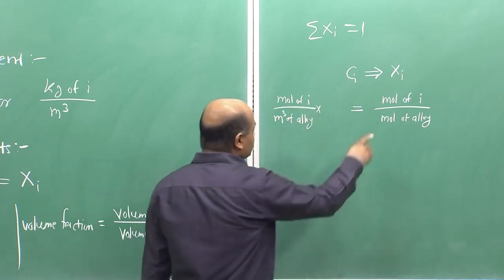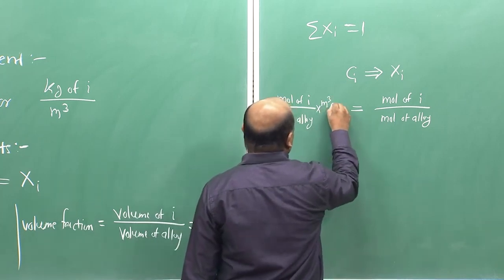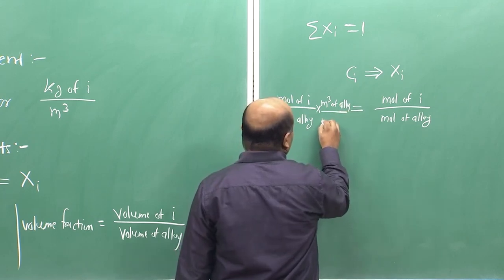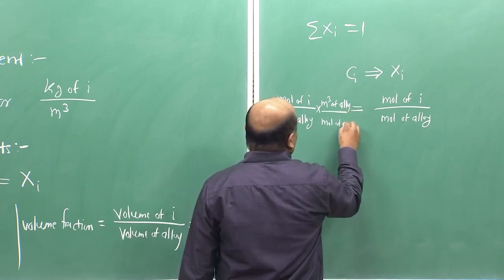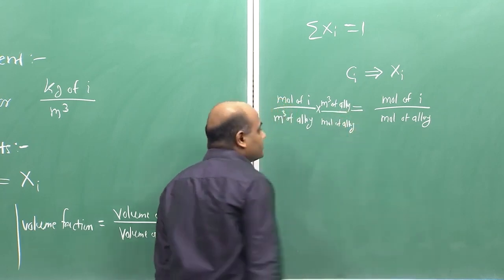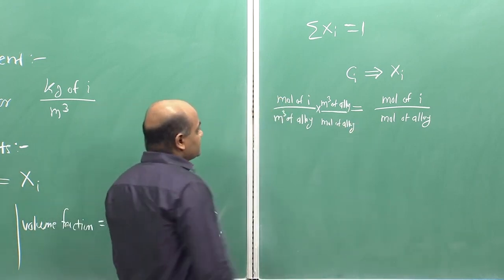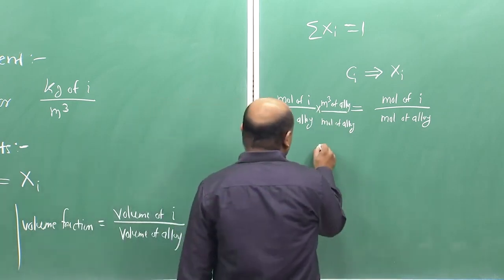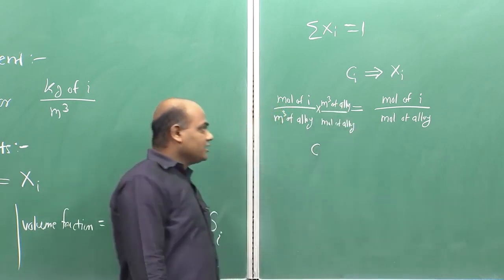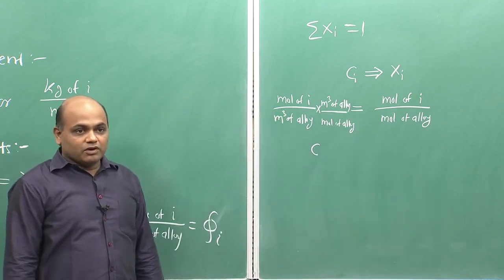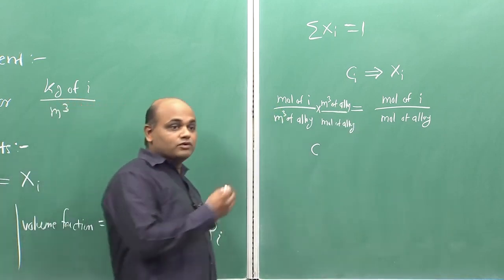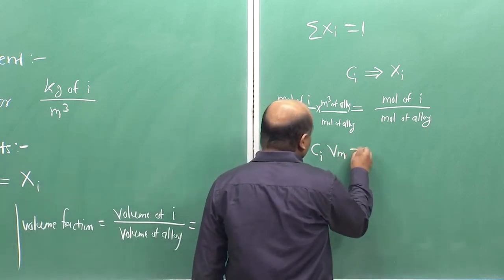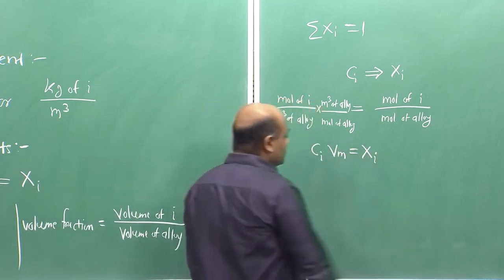To get to here, we need to multiply by meter cube of alloy divided by mole of alloy. Right, so this gets cancelled and we get mole fraction. And what is this meter cube of alloy per mole of alloy? It is the molar volume of the alloy. So Ci times Vm gives me Xi.